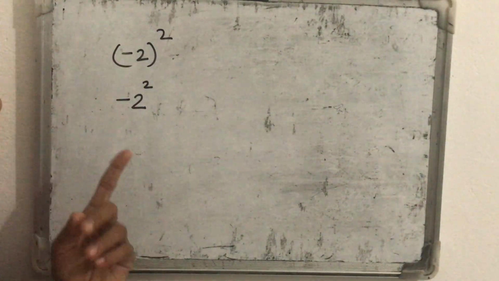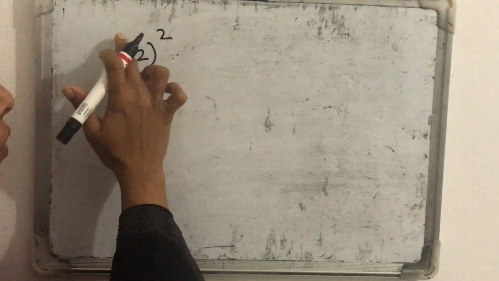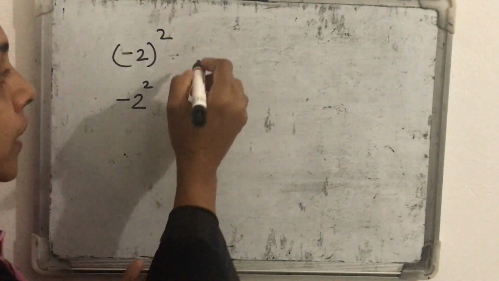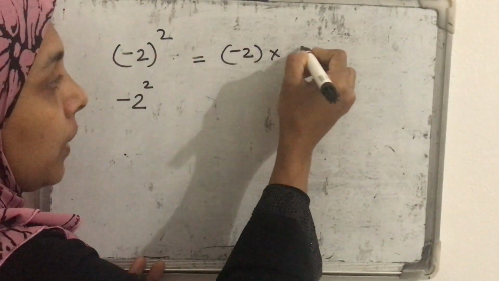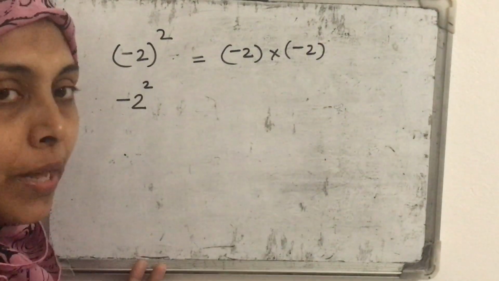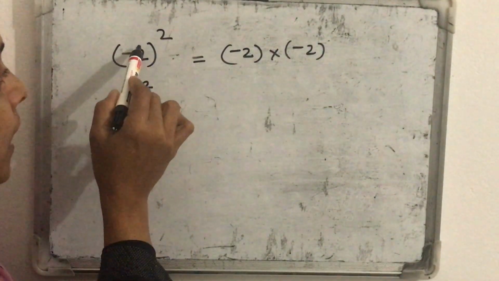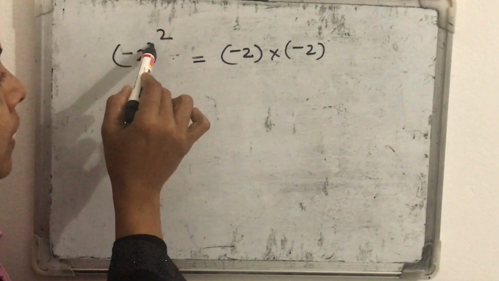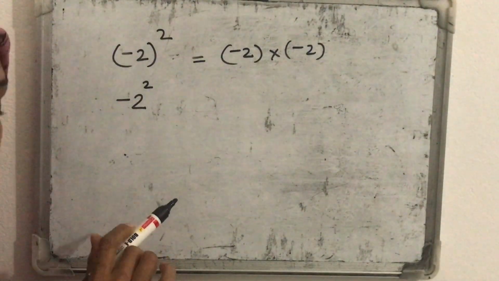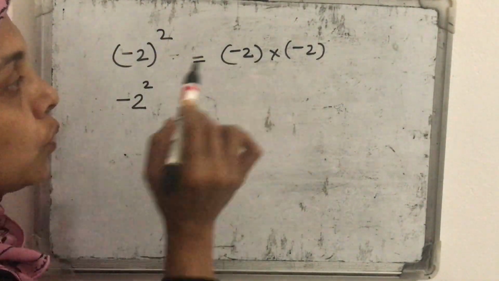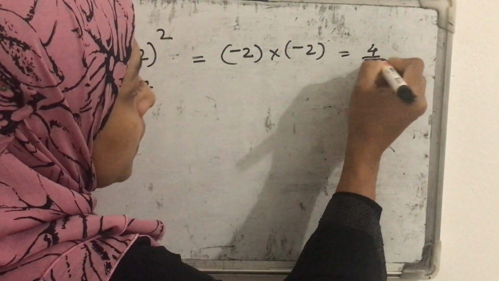Here the power is given for the whole minus 2. So its value will be minus 2 into minus 2. We multiply minus 2 two times because a bracket is given, so the whole minus 2 is inside the bracket. So we multiply minus 2 here 2 times, and its value will be minus 2 into minus 2, which is 4.